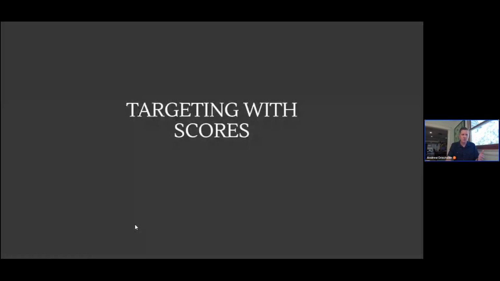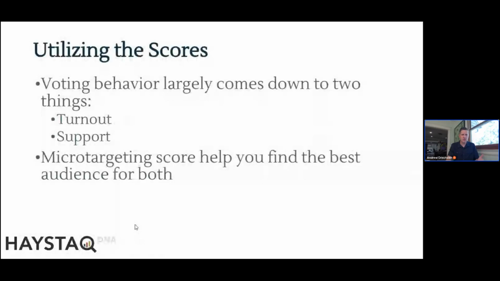So how do you target with scores? There's a number of different ways that you can utilize the scores. Voting behavior usually comes down to, really, campaigns are about two things. It's about turnout and support. So you're spending money to get a voter to support you. And then once they support you, you're spending money maybe to turn them out. So micro-targeting can help you find the best audience for both of these efforts.